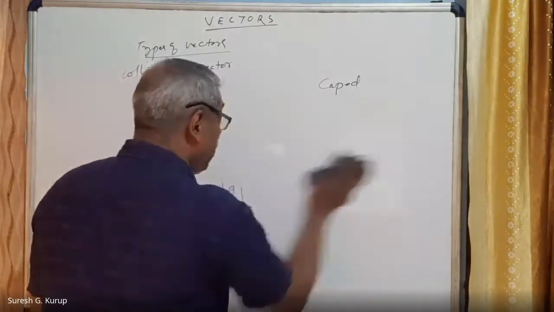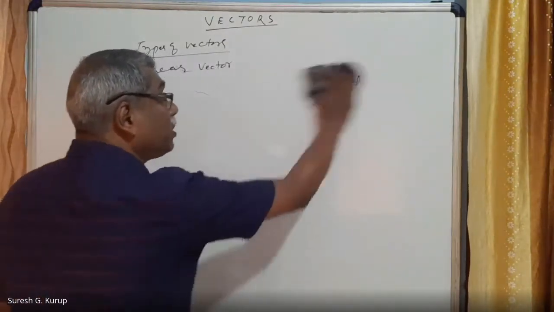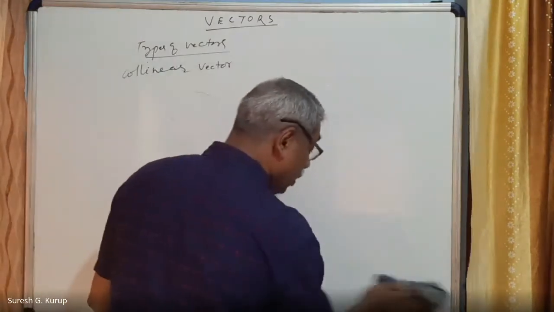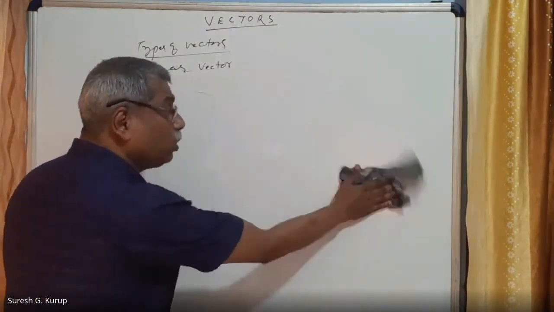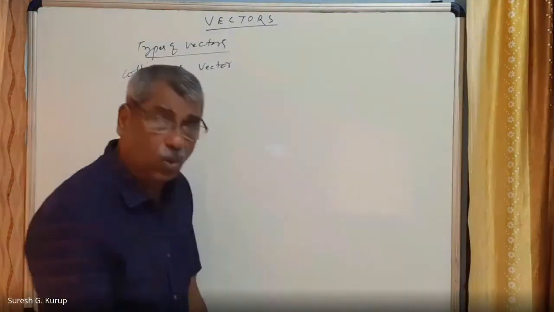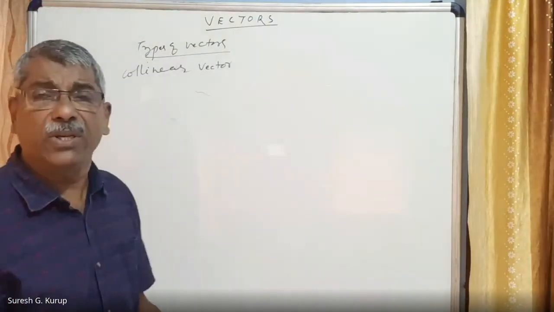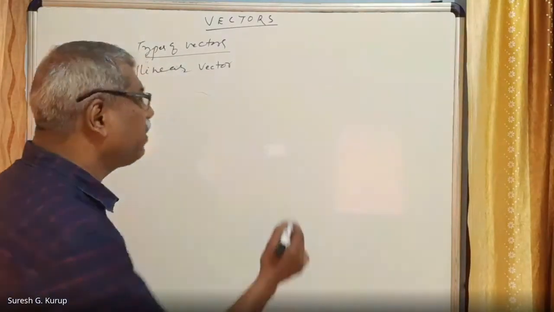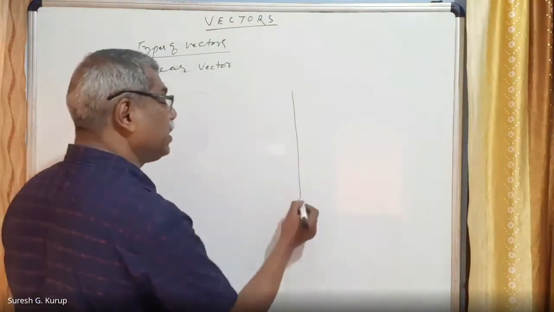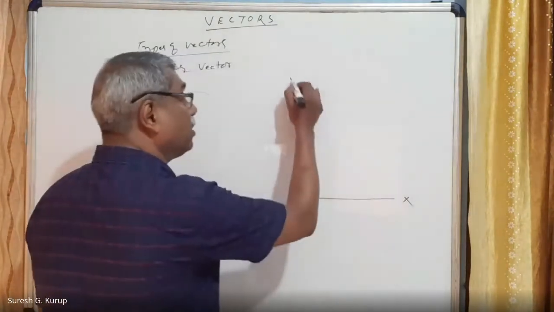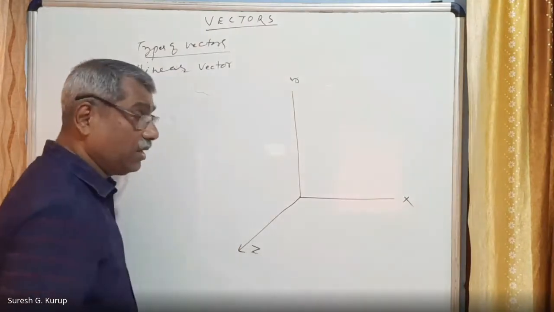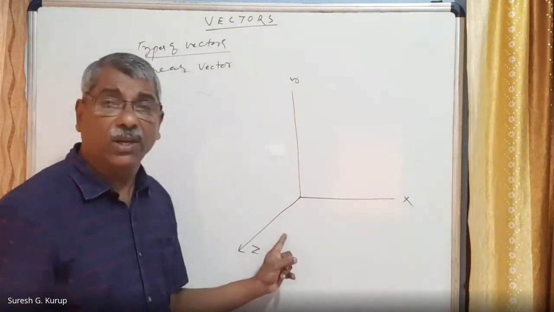The next thing I am going to tell you is unit orthogonal vectors. Unit orthogonal vectors means those vectors which are perpendicular to one another, called orthogonal vectors. For example, we have the coordinate system. This is the x-axis, this is the y-axis, and this is the z-axis. It is actually drawn like this only.